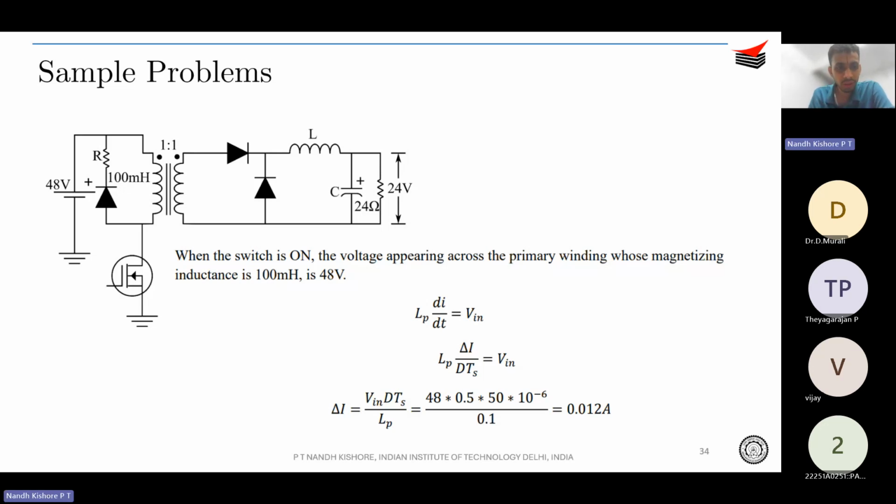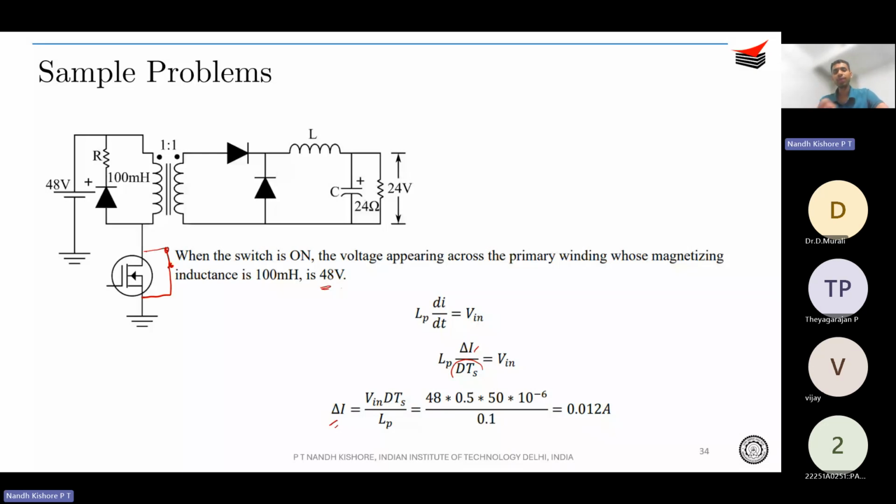So you know that D is 0.5, and when the switch is on, that is when this device is on, the voltage appearing across the primary winding is obviously equal to the input voltage, which is 48 volts. Therefore, since the voltage is 48 volts, you know that VL is equal to L di by dt. Therefore, VL is equal to V in. V in is equal to LP into di by dt. Di is delta I and dt is during the capital DTS period. From this, you get what is delta I.